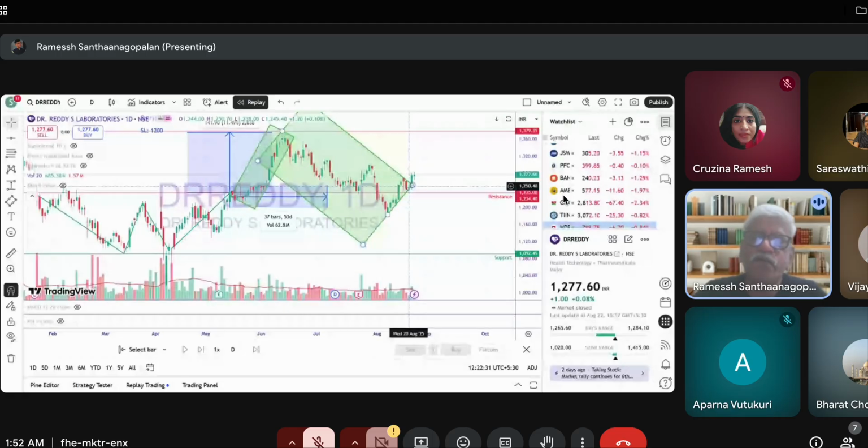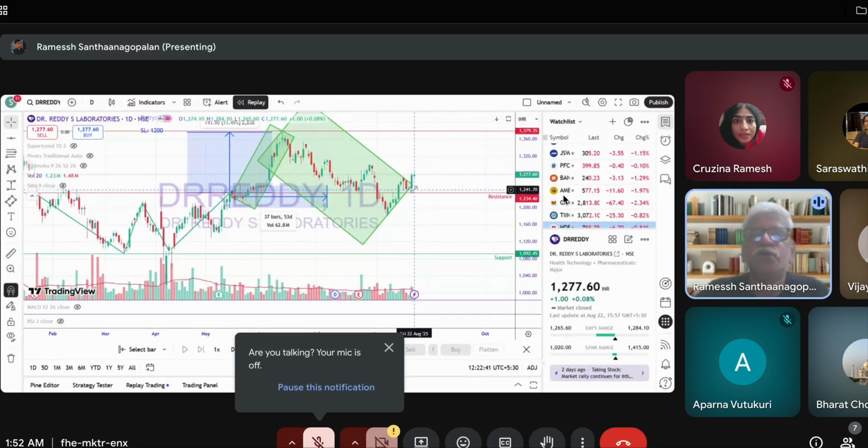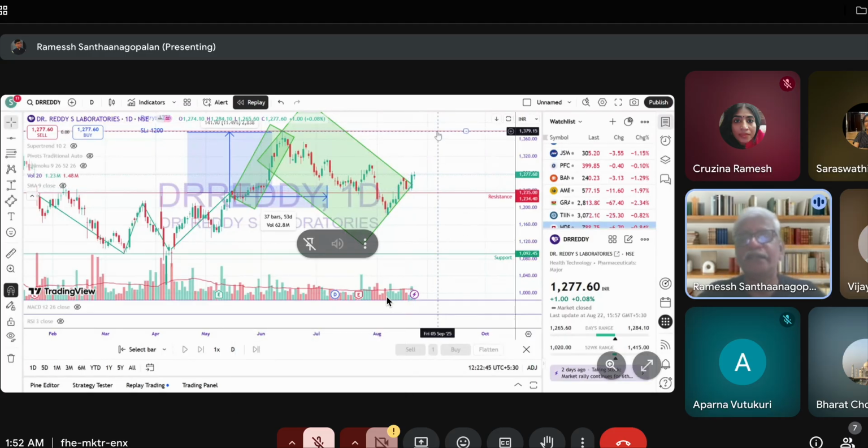Enter at 1250. Keep a track. If the stock comes out of this, there is a possibility that it will move up to this level.